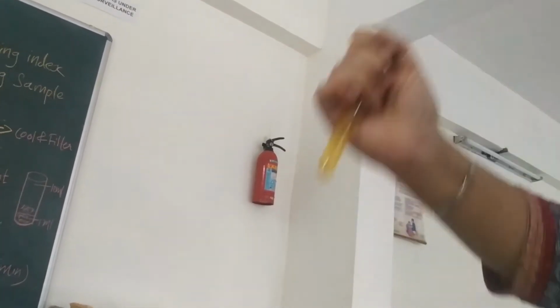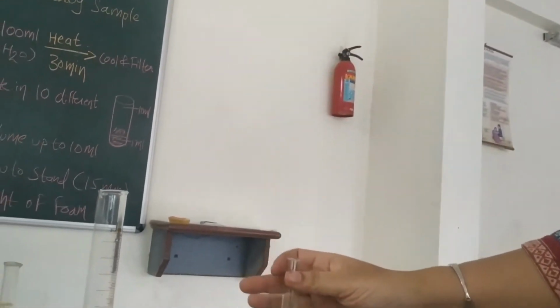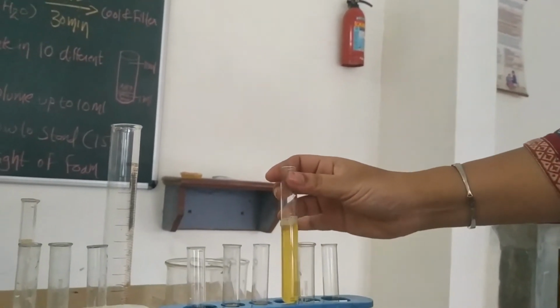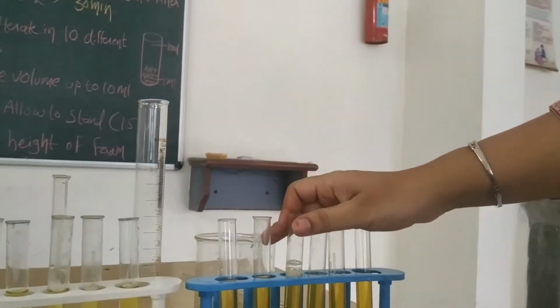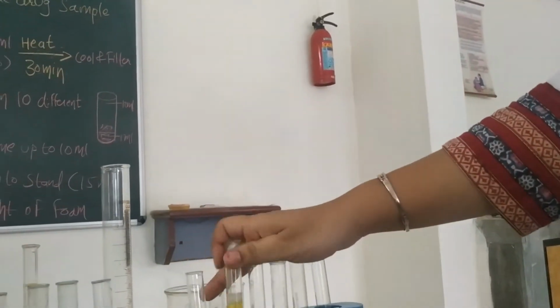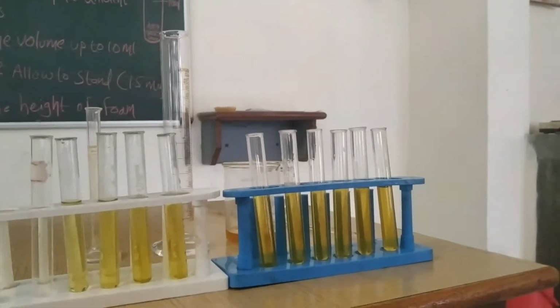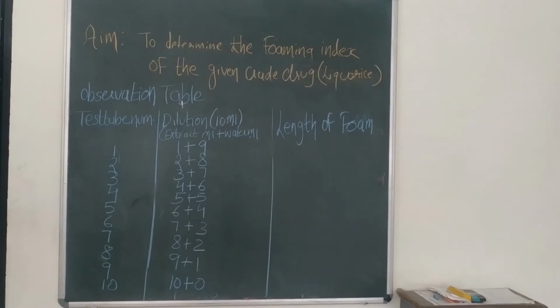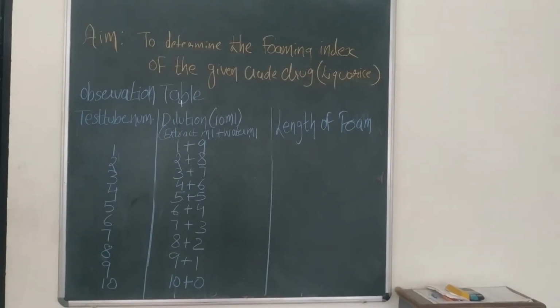So, we'll shake like this, for a minute, in a linear way. We'll shake all the test tubes in a linear way and keep them for 15 minutes. After 15 minutes, we will measure the height of the foam. Like this, we'll draw the observation table and calculate the foaming index.